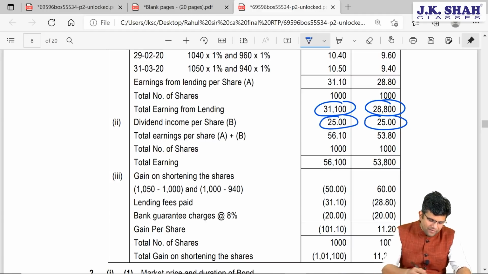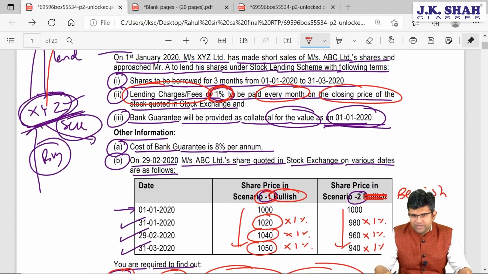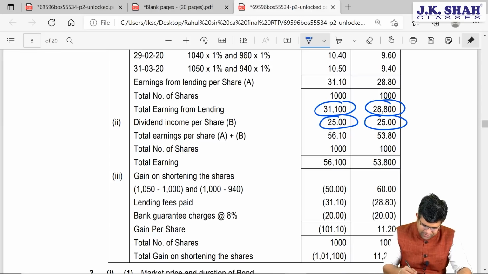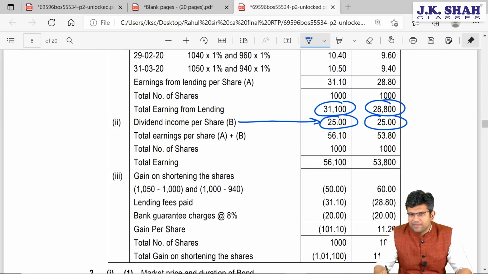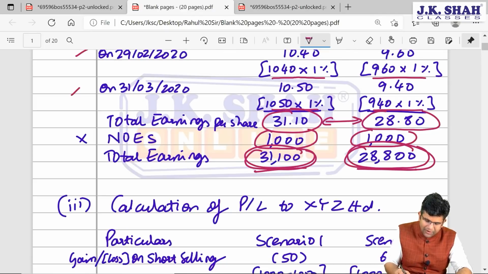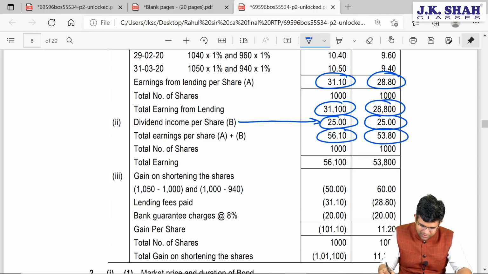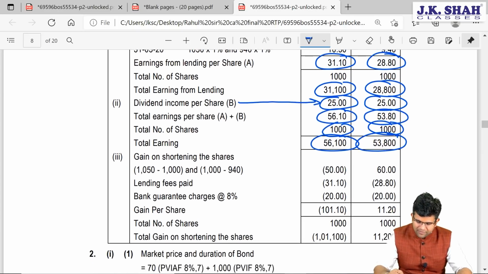Some line must have been missed out in the question framing, and I have read the question thoroughly. I tried searching for it, it is not available. So children, this 25 rupees dividend per share was given somewhere in the question. That plus this 31.1 and 28.8, correct? 31.1 and 28.8 we had already got. Add the dividend per share of 25, you will get 56.1 and 53.8, and then children, you multiply by 1000 shares, you get total earnings as 56,100 and 53,800.